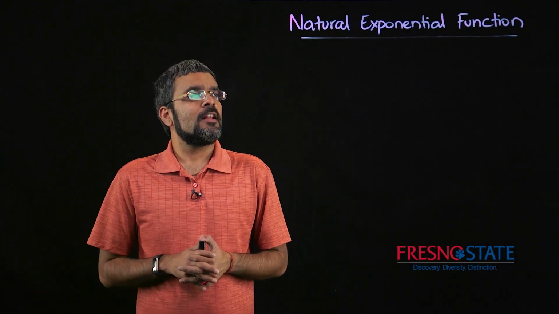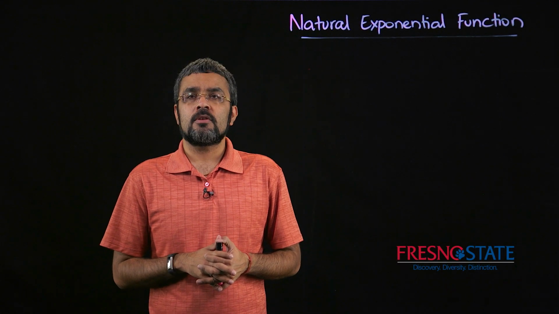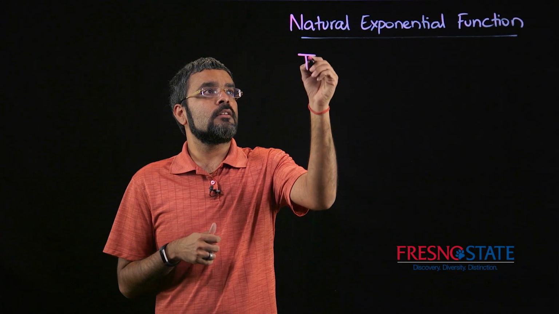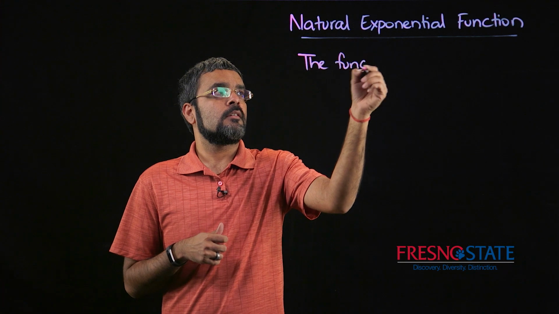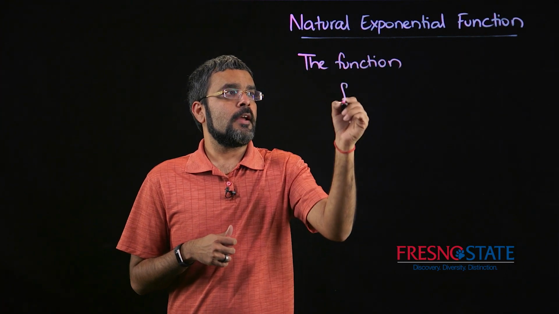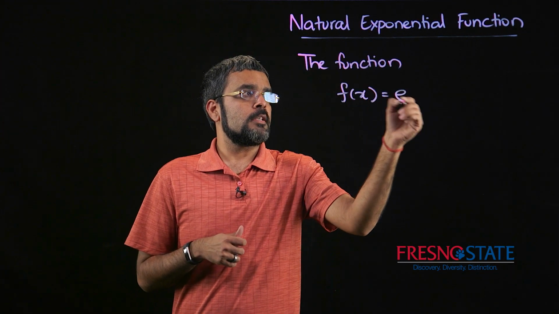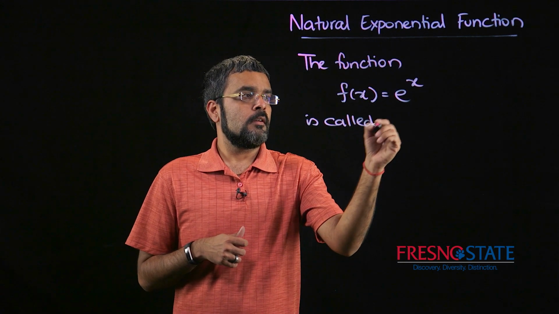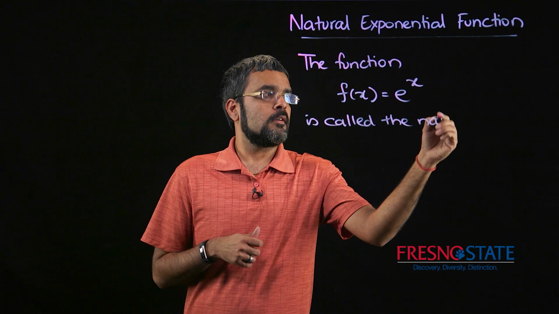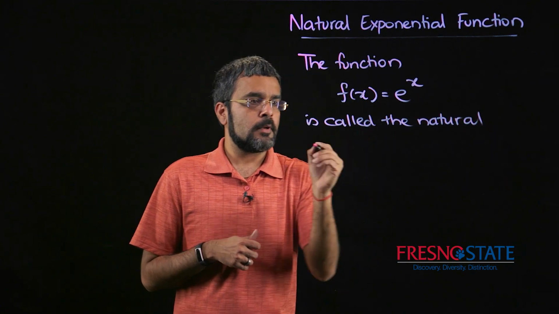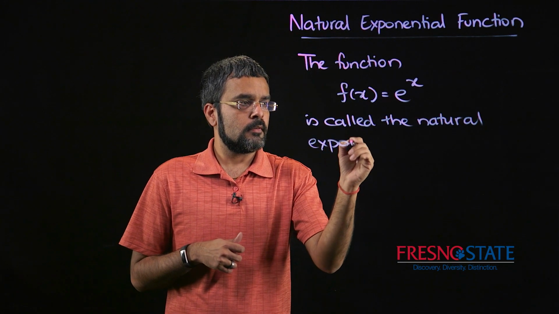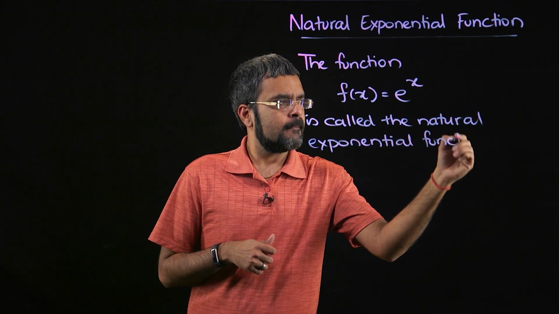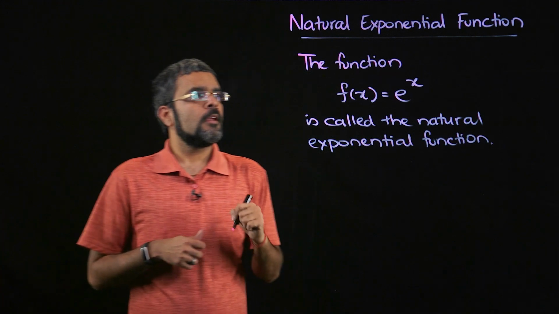So we have a special kind of an exponential function called the natural exponential function. What that is, the function f of x equals e to the power x, is called the natural exponential function. Okay, and what is that e?